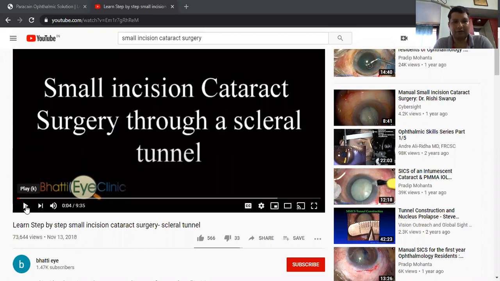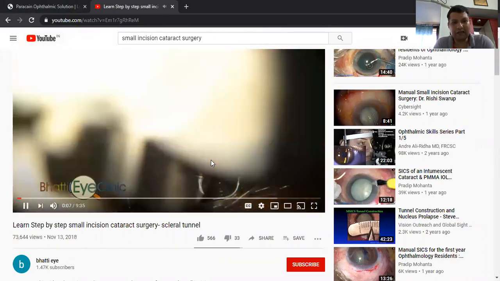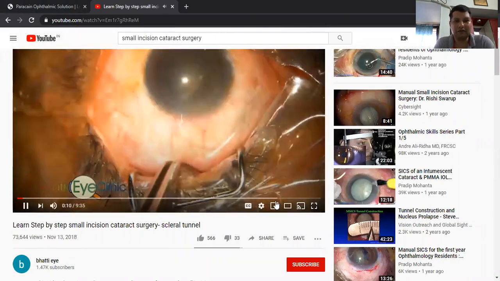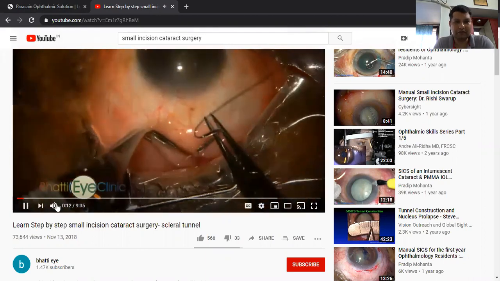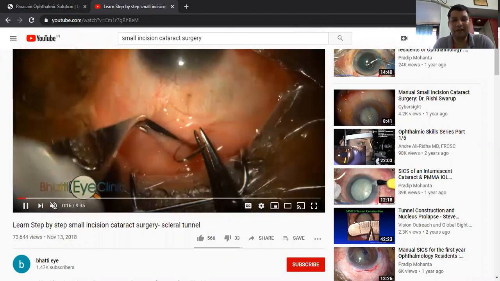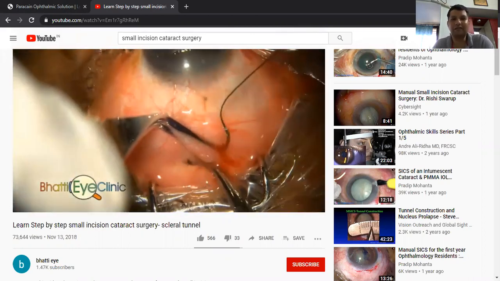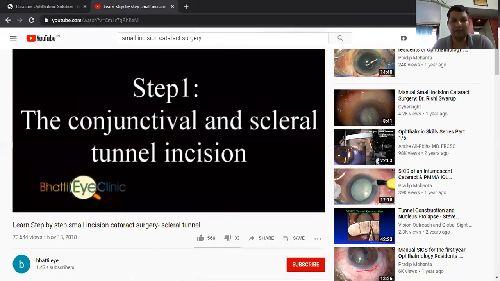So how do we do it? Before starting the surgery, first, we have to take a bridle suture, means we take a suture through the superior rectus so that the eye moves downwards and we get an adequate exposure. So we have taken the superior rectus suture.